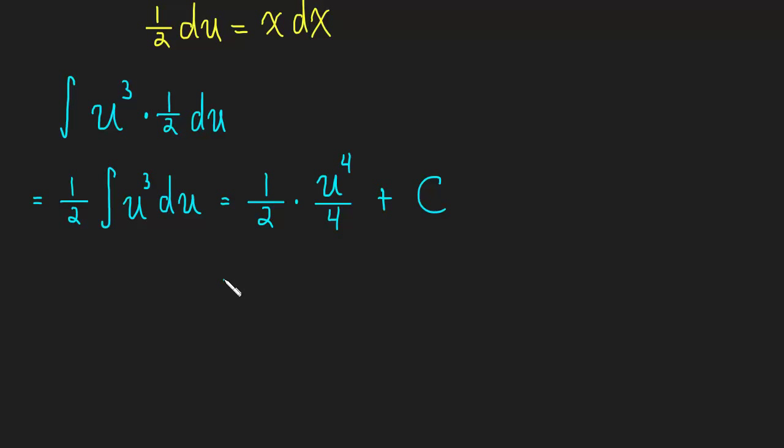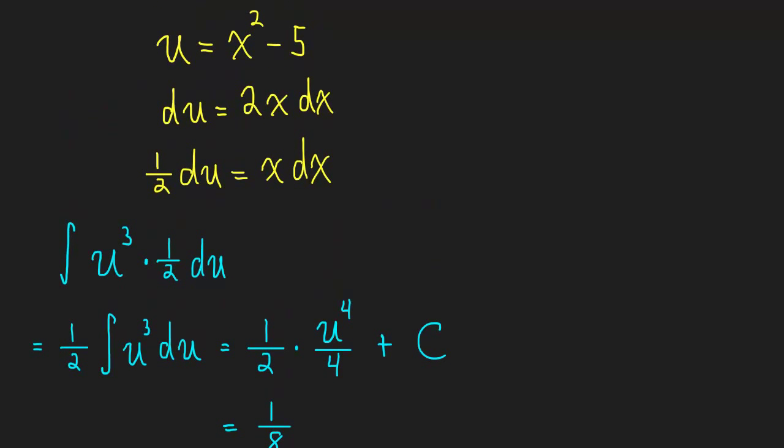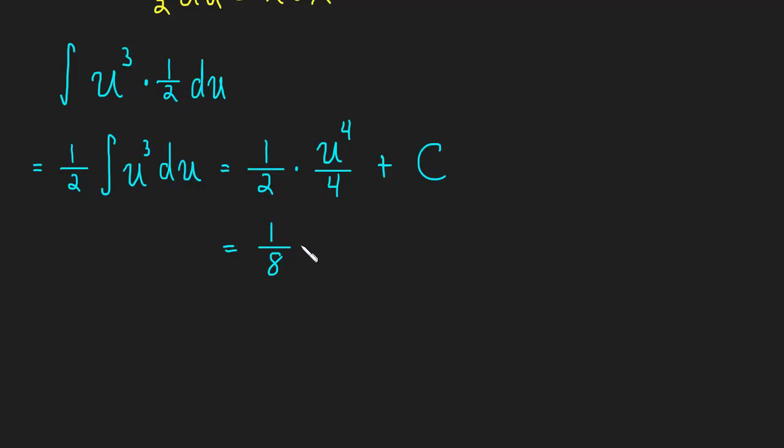And we started with x's, so we don't want to end with a u to the fourth. What is u? It's x squared minus 5. So let's put that in. So x squared minus 5 to the fourth plus c. And you notice I did this multiplication 1 fourth times 1 half. That's just that 1 eighth there.